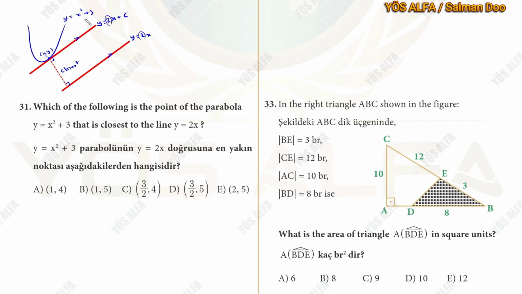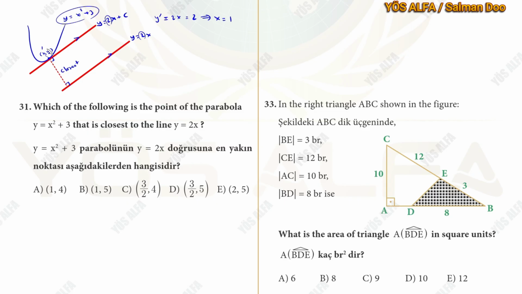And from derivative, we can also find the slope of the parabola at that particular point, which is y prime. y prime is equal to 2x. And the slope at that point is the same as 2, since it's on the same line. From here, we have x is equal to 1, and that is the coordinate of the point of tangency.